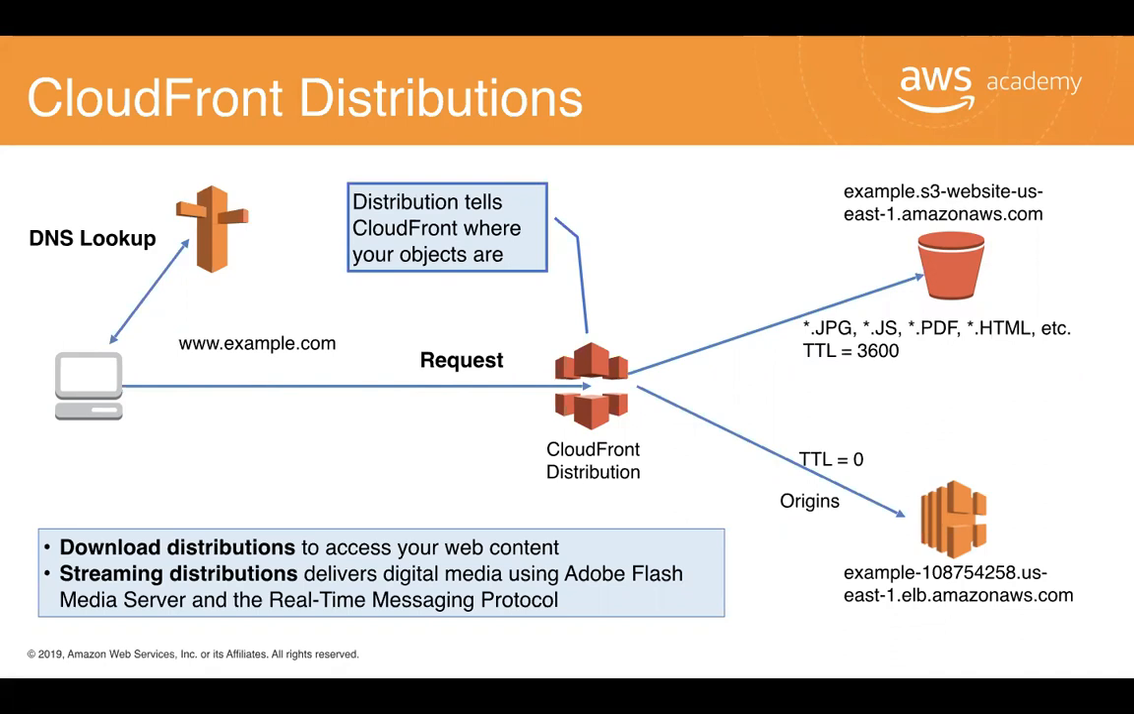For any content that has a TTL of 0, CloudFront will go directly to the Elastic Load Balancing load balancer because it has to go back to the origin server to pull the content. In this way, CloudFront delivers both static and dynamic content. So again, in this example, there are two distribution types, the web distribution and the real-time messaging protocol, which is a distribution always being an S3 bucket.